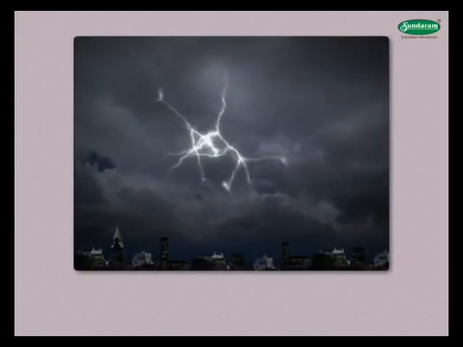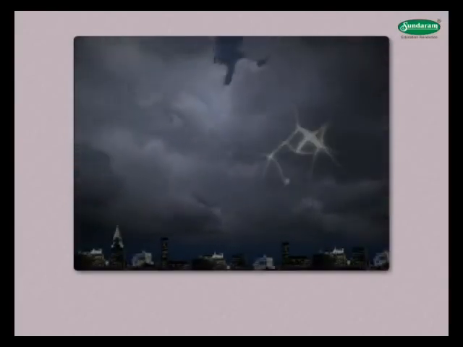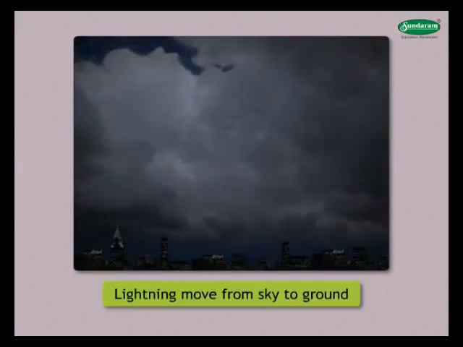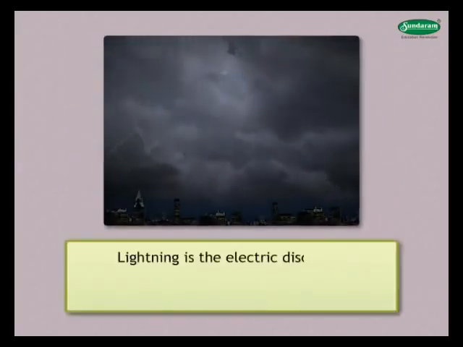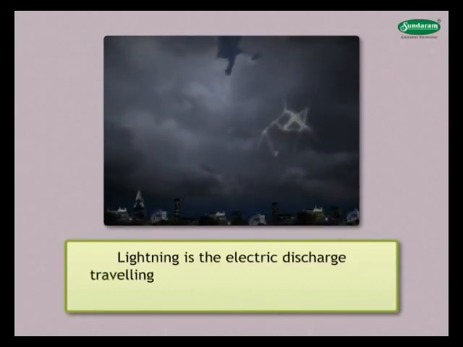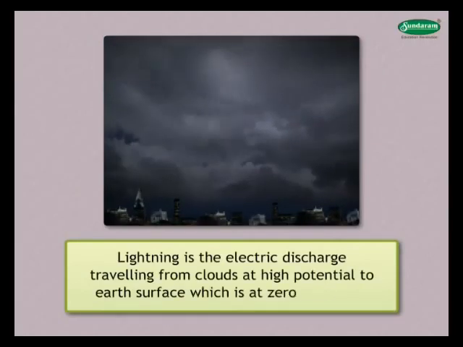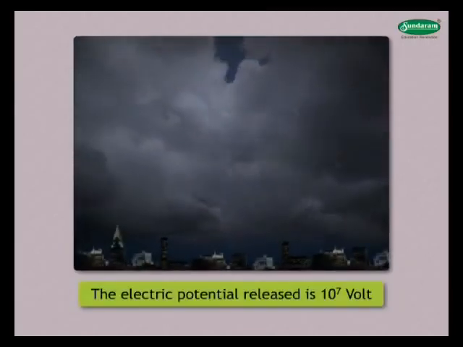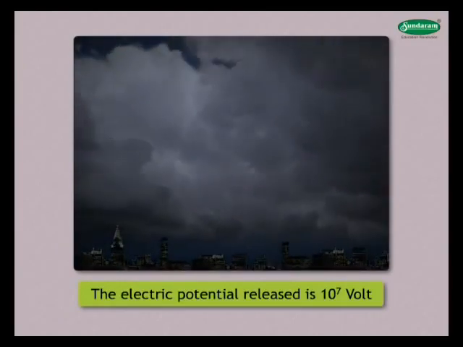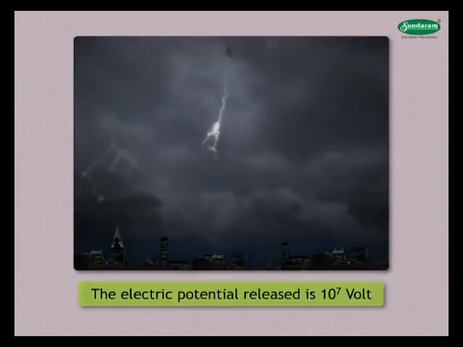Is it possible that the lightning can move from ground to sky? No, but you have seen lightning move from sky to ground. Lightning is the electric discharge traveling from clouds at high potential to Earth's surface, which is at zero potential. The electric potential released in this process can be as great as 10 raised to 7 volt.